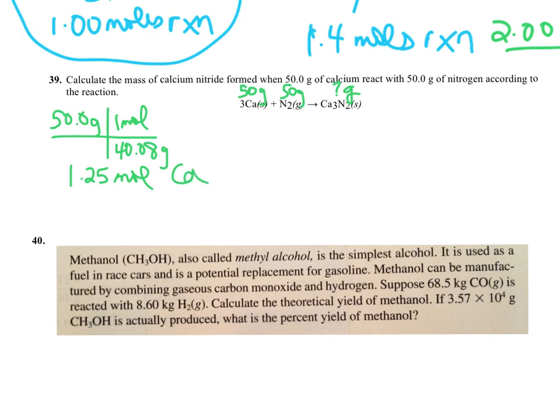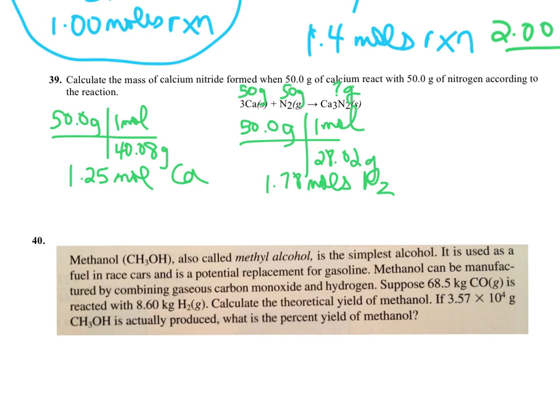Okay, so nitrogen, again, 50 grams. For every 1 mole, I have 28.02 grams. That's from the molar mass on the periodic table. It's a diatomic, and that gives me 1.78 moles. So once I have moles of both my reactants, I can figure out moles of reaction by dividing by the coefficient in the balanced equation, 3 and 1.